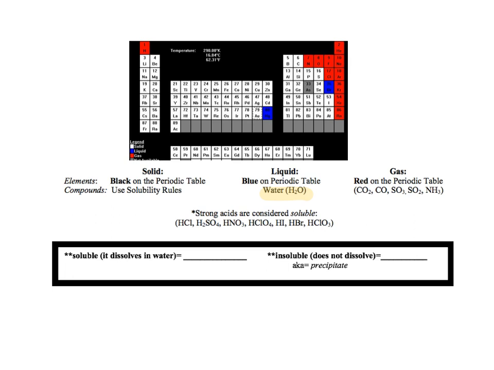And gases are red on the periodic table. So we want you to know that your noble gases and most of your diatomics are gases. And big ones like carbon dioxide, for example, we're going to expect you to know that that's a gas.